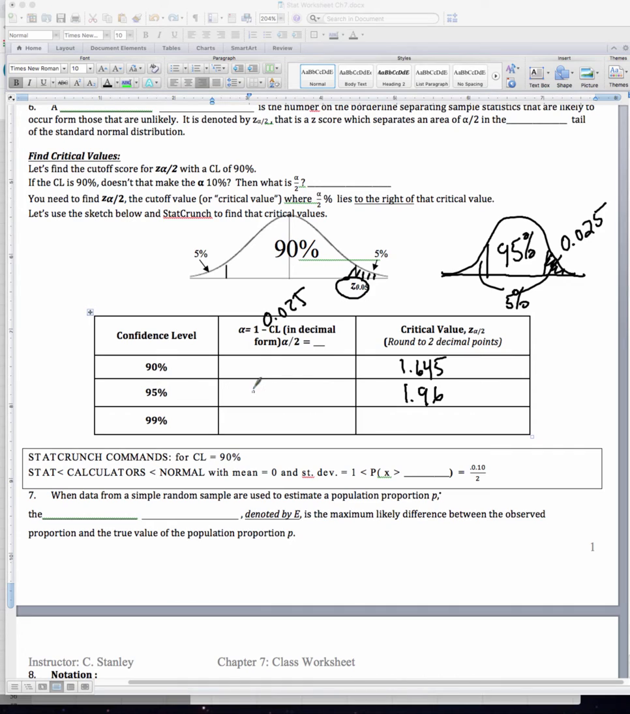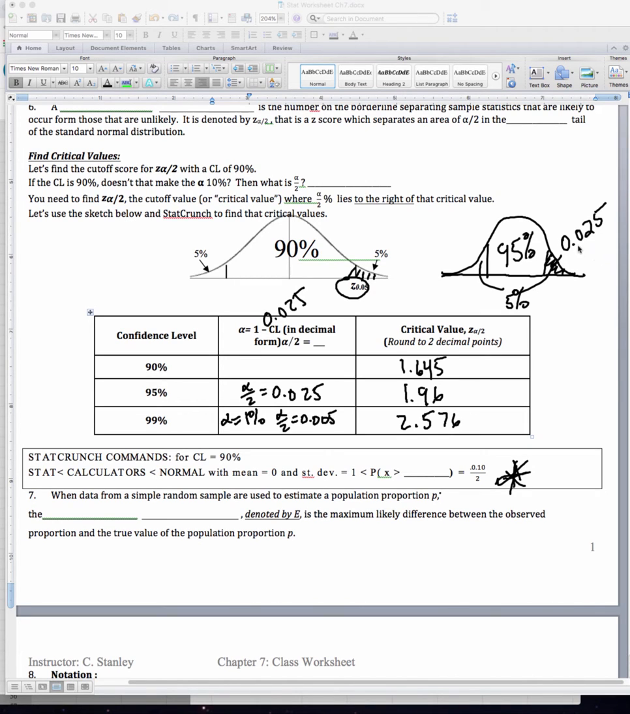Now, if it's 99% on the inside, then alpha is 1%. Half of 1% is 0.005. I'll let you guys do that one, but you should end up with 2.576. And here are the directions on how to do it.